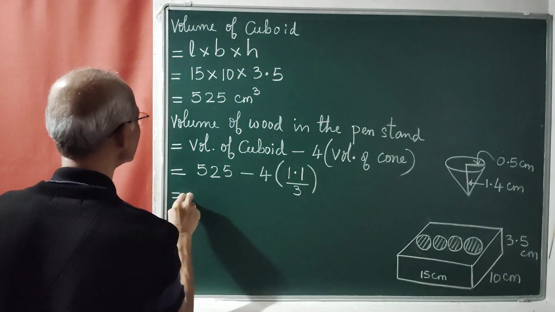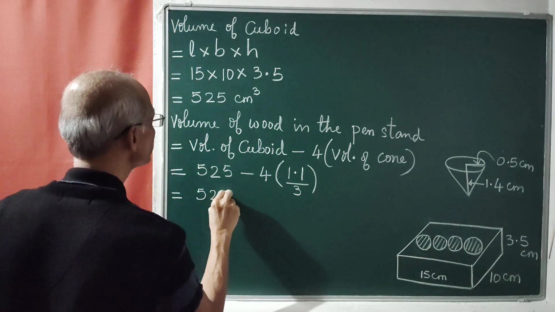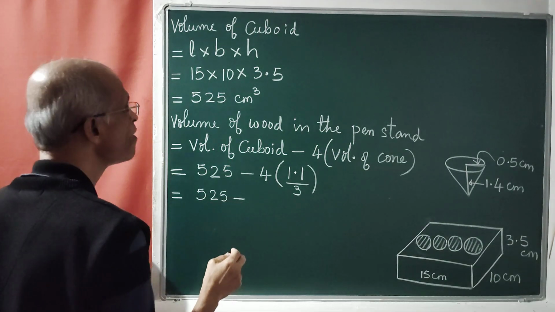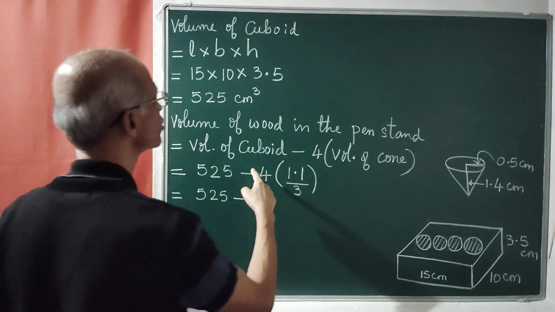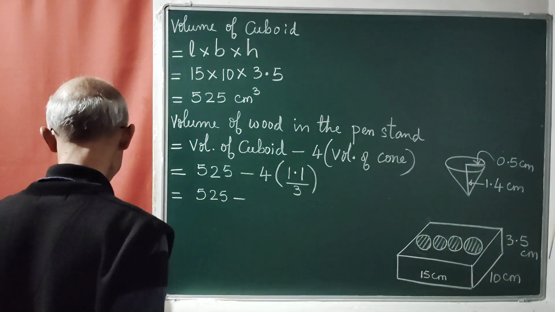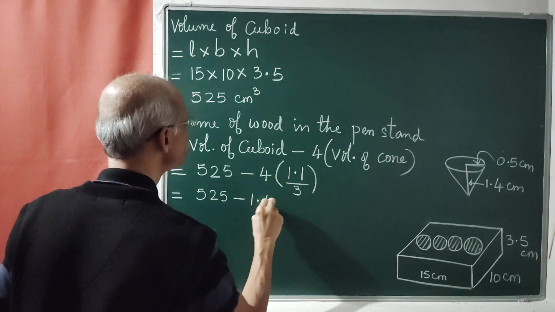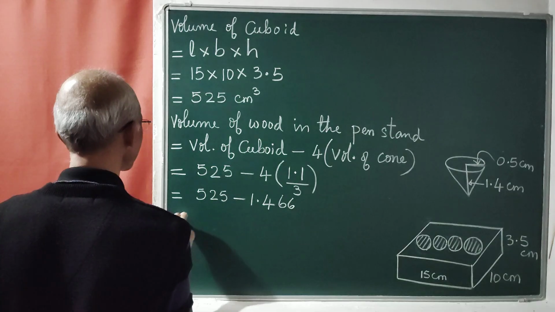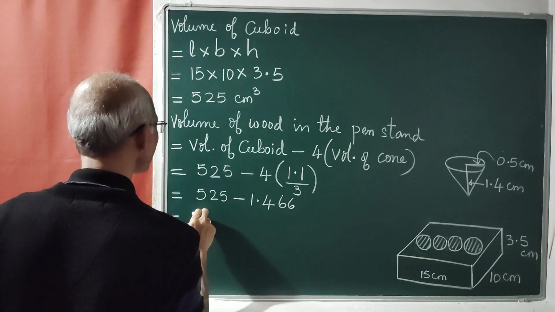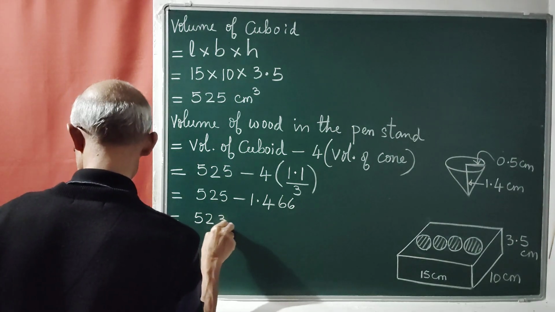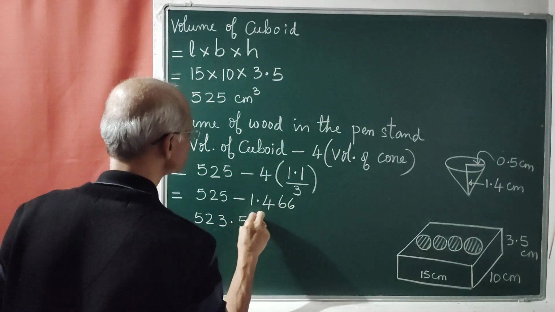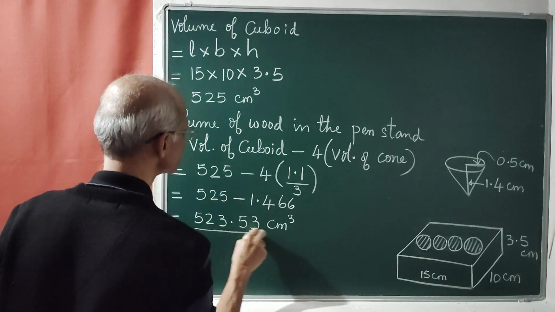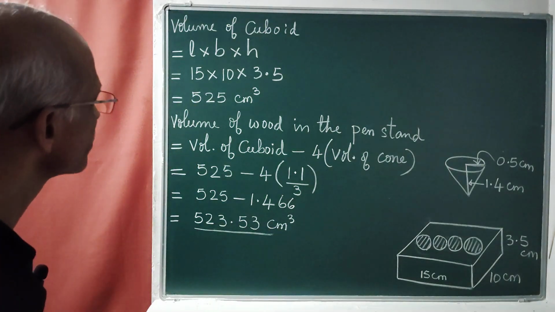So what we get? 525 minus, if you calculate it completely, you will get 1.466. So we will get 523.53 centimeter cube. This is the volume of the wood in the pen stand.